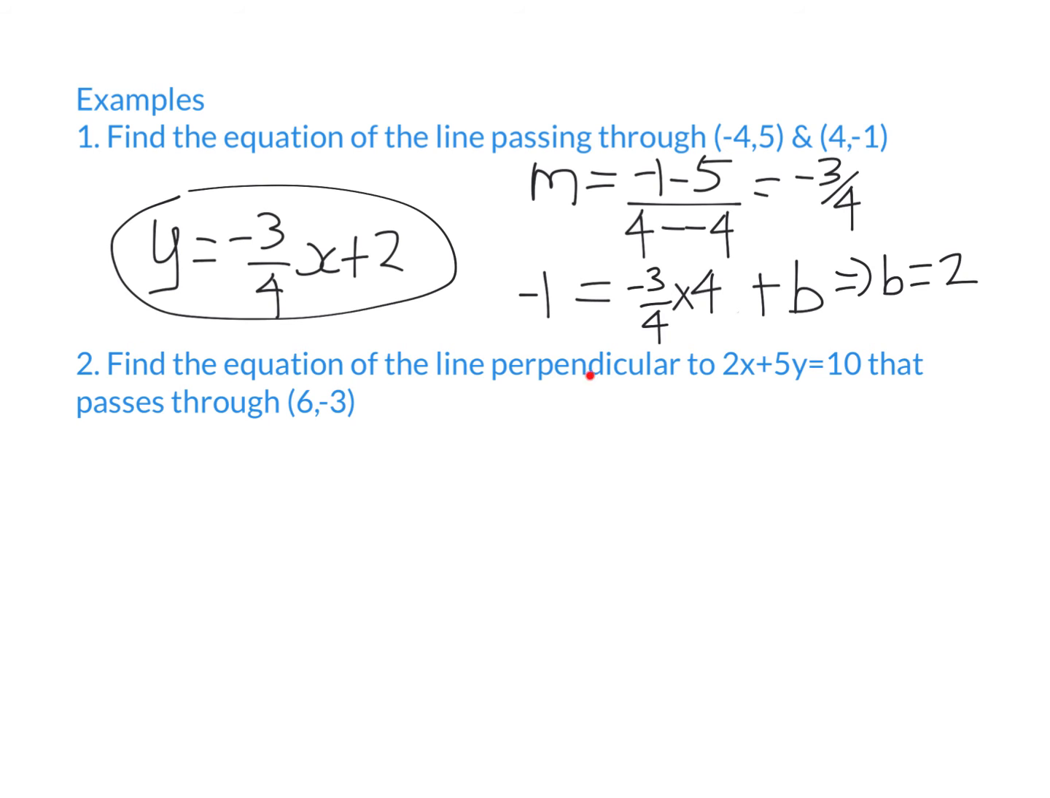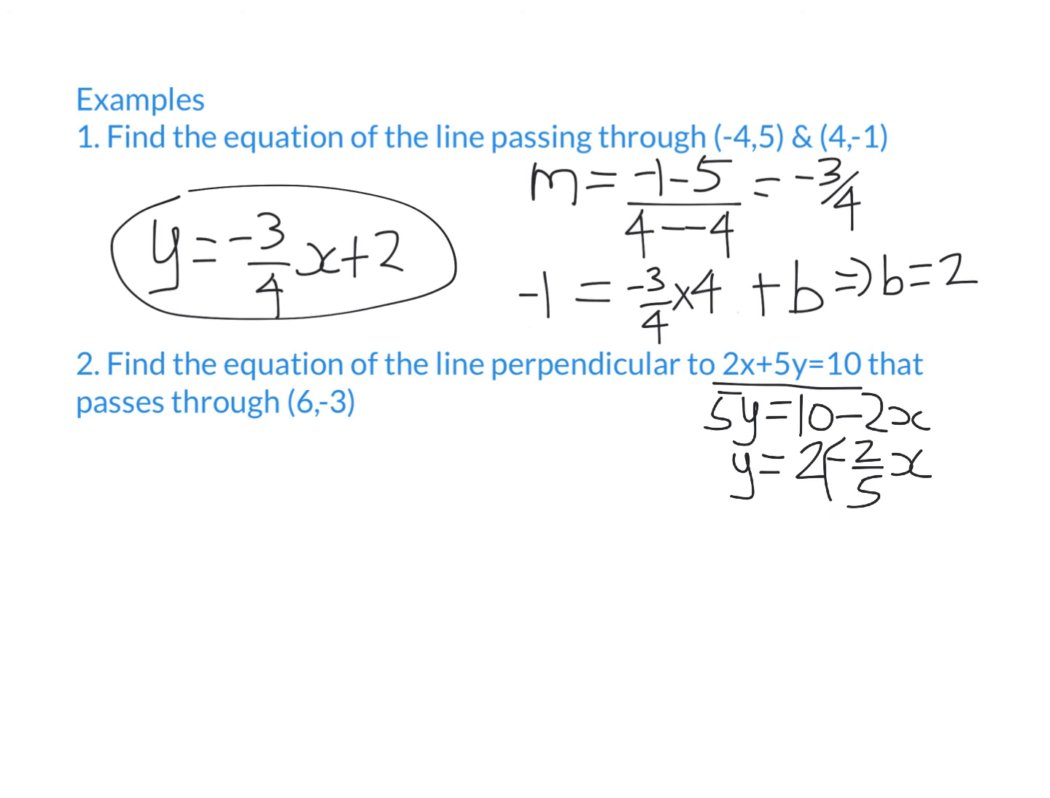Find the equation of the line perpendicular to this line that passes through 6, -3. As I said on the previous slide, if two lines are perpendicular, then their gradients multiply to -1. So what is the gradient of this line here? Well, to find out that, I need to write it in the form y equals mx plus b. So what I'm going to do first is subtract 2x from both sides, and because I want y by itself, I now need to divide everything by 5. So 10 divided by 5 and -2x divided by 5.